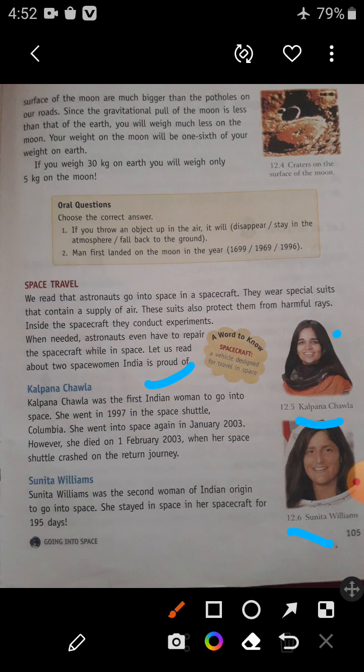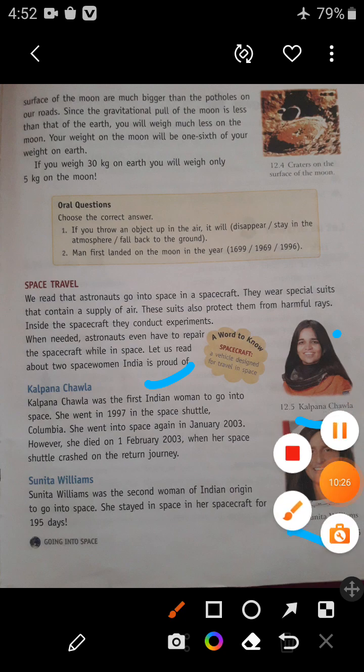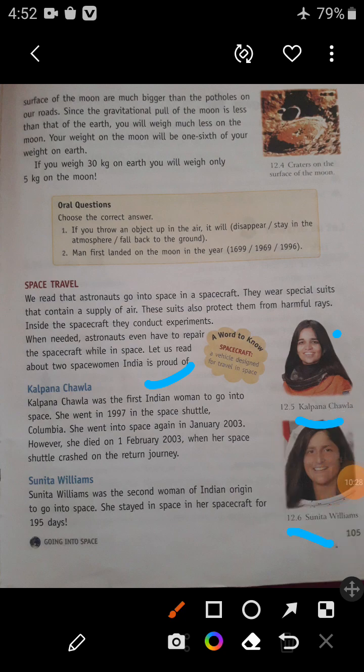So, students, Kalpana Chawla was the first Indian woman to go into space, and she went in 1997 in the space shuttle Columbia. She went into space again in January 2003. However, she died on 1st February 2003 when her space shuttle crashed on the return journey.